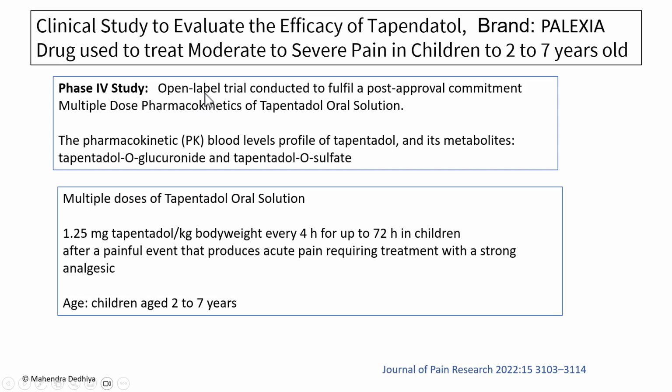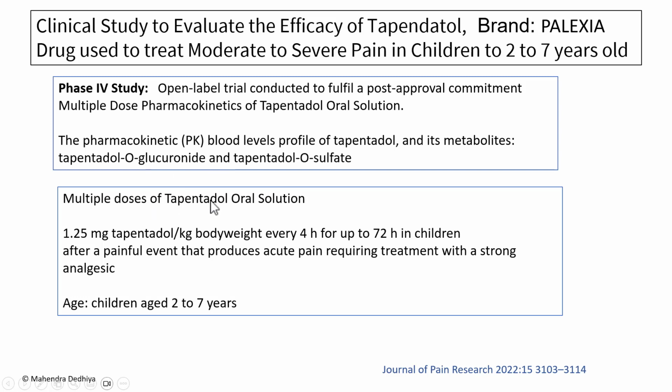The study is an open label trial. The patients, in this case children, are being administered the drug. It's a multiple dose pharmacokinetics study. That means the blood level of the drug in children is looked at. Blood level profiles of tapentadol, the active drug, and its metabolites are looked at.